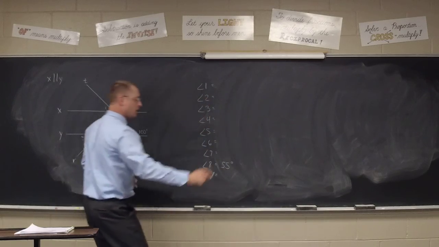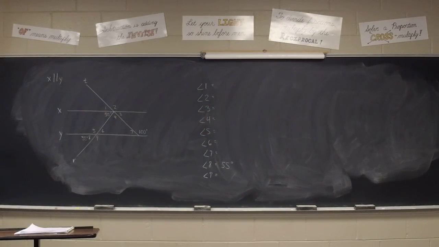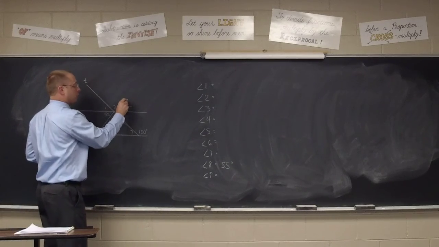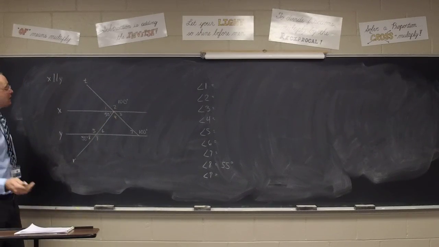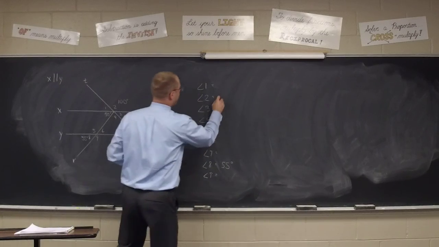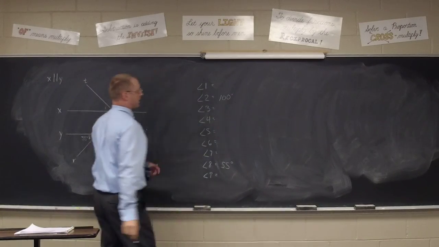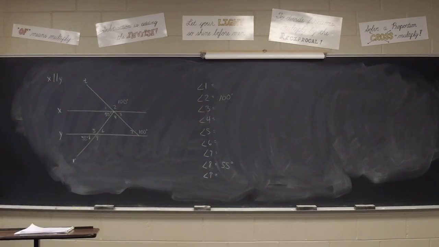No doubt about it. All right, and then let's go to little sister Abby. Abby, what's another angle you know how big it is? Angle 2 is 100. How'd you get 100 degrees for angle 2? It's the corresponding angle to this given 100. So we know angle 2 is 100 degrees. So brother and sister both went corresponding angles on me.